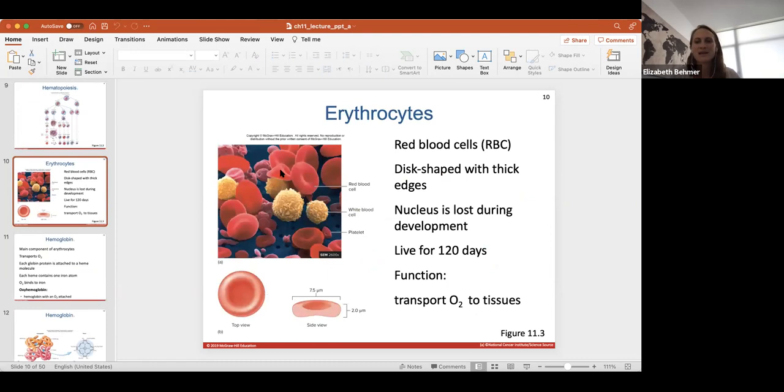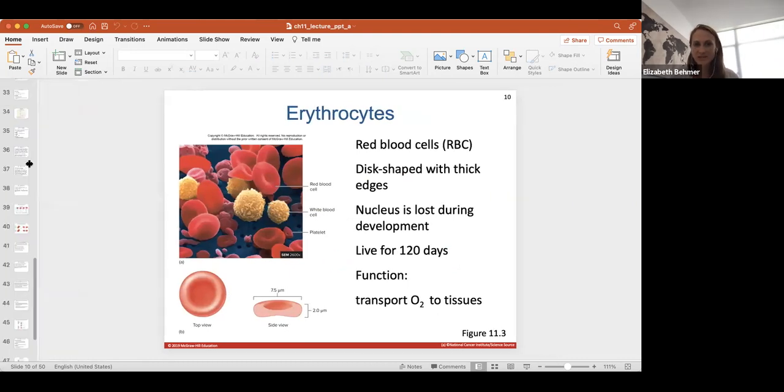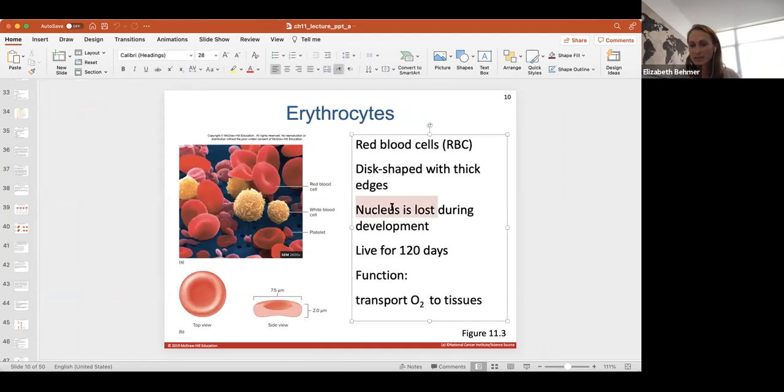So here are red blood cells, and some things that are unique to erythrocytes, or red blood cells, is that they do not have a nucleus. It's lost during development. So they're kind of disc shaped with thick edges. It looks like a donut with a hole in it, and it's biconcave. And the main function is to transport oxygen to tissue. And the reason why it doesn't have a nucleus is that it needs to pack as much oxygen as it can into the red blood cells. So the sole purpose of a red blood cell is to transport oxygen, which is why it does not have a nucleus. So that's one unique thing about the structure.